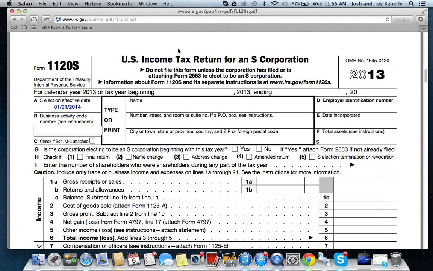Part B wants to know your business activity code, and this is just a code that describes what you do in your business. You can find these online if you Google tax code or business activity codes. There'll be a list of them there for you. There's tons and tons of them, so you'll have to sort through and find yours. If you're using tax software, it's probably going to give you a choice of them. It's a 6-digit code. We're just going to use the one for other business, which is 999999.